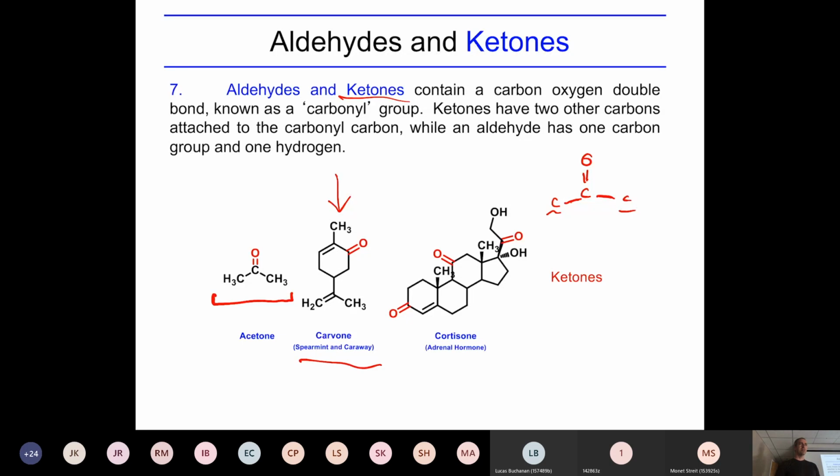Methyl salicylate is not a ketone, so I'm not going to draw it right now. But carvone has a carbonyl with a carbon on one side and a carbon on the other. What else it has is two alkenes, two carbon-carbon double bonds.